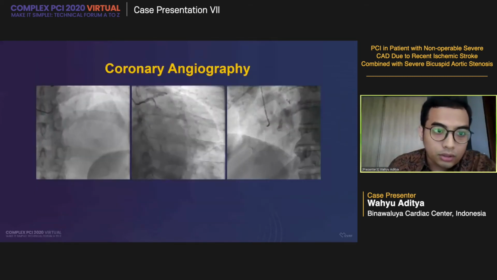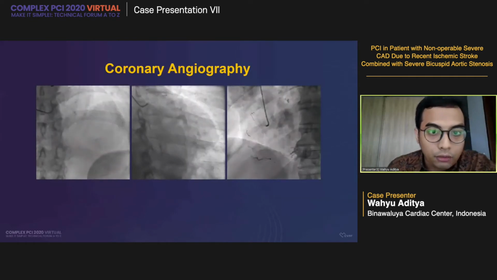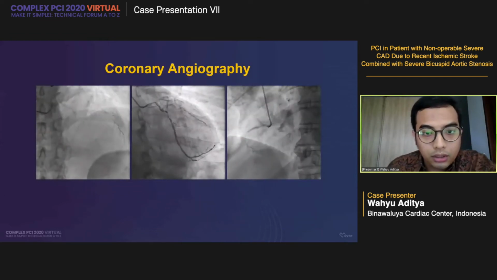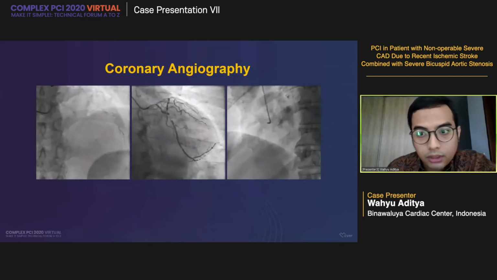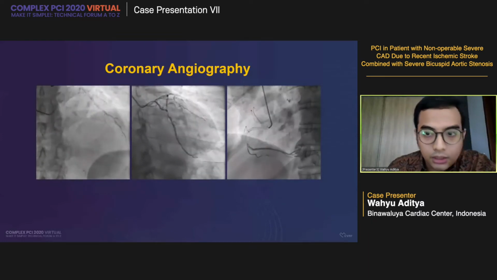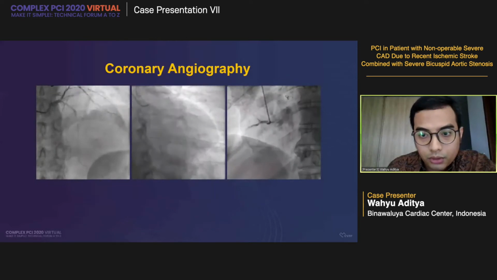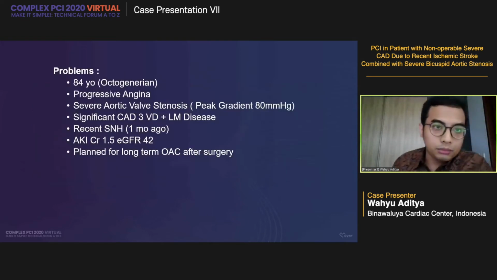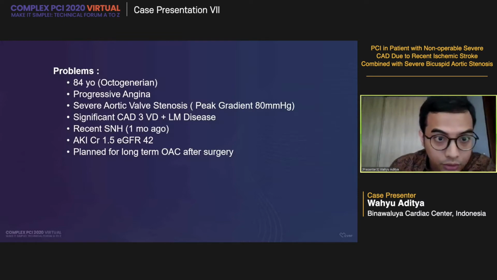This is the coronary angiography. The left main has distal stenosis of 60 to 70%, and then there is subtotal stenosis of the distal LCX and the proximal LAD. In the RCA, we have stenosis of 70 to 80% in the mid part. This is our problem: an 84-year-old octogenarian with progressive angina, severe aortic valve stenosis, significant three-vessel CAD and left main disease, with recent non-hemorrhagic stroke and acute kidney injury, and a plan for long-term oral anticoagulant after surgery.